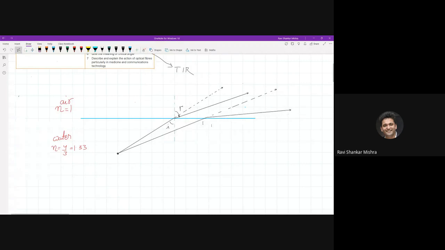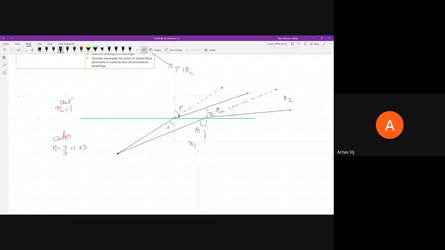What will be its angle? It depends on what? So the medium is going from n1, this is theta 1. If the medium goes from denser to rarer, it will go towards the normal, and if it goes from rarer to denser, it will move away from the normal.